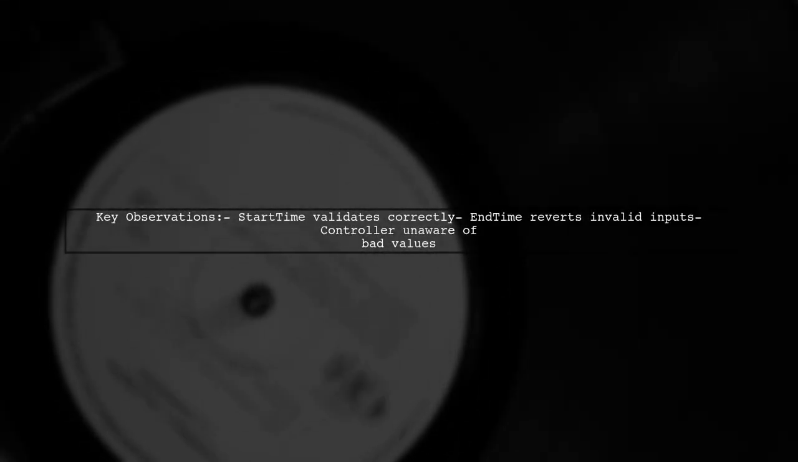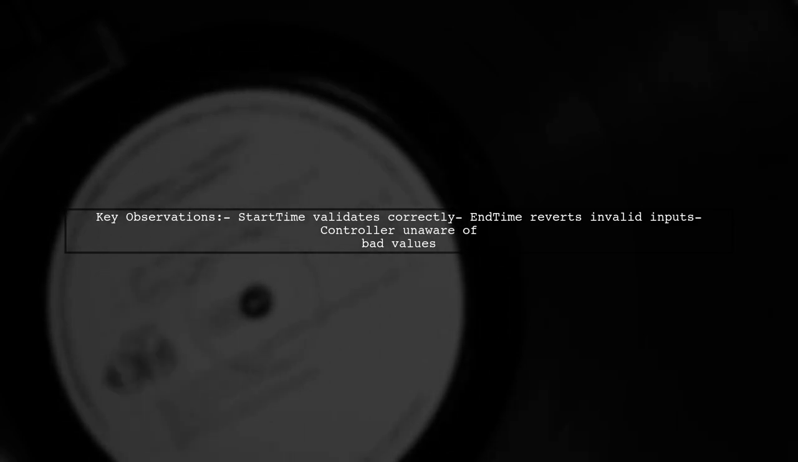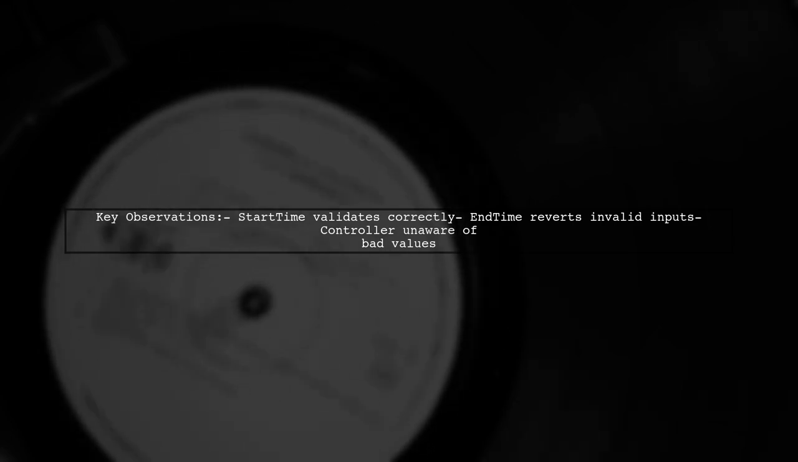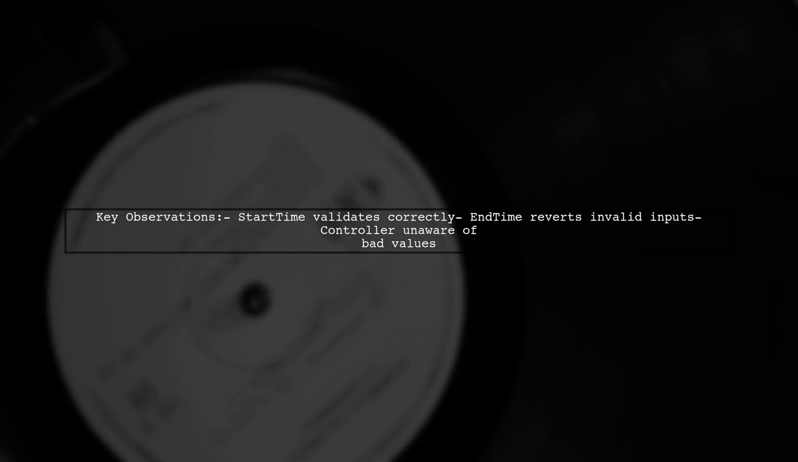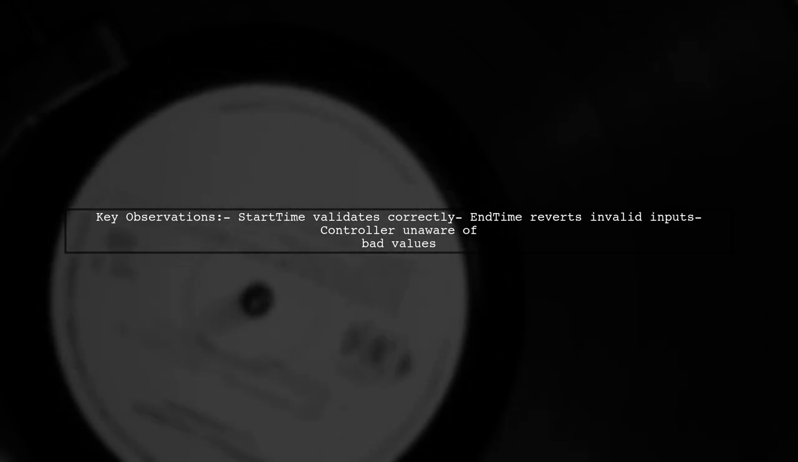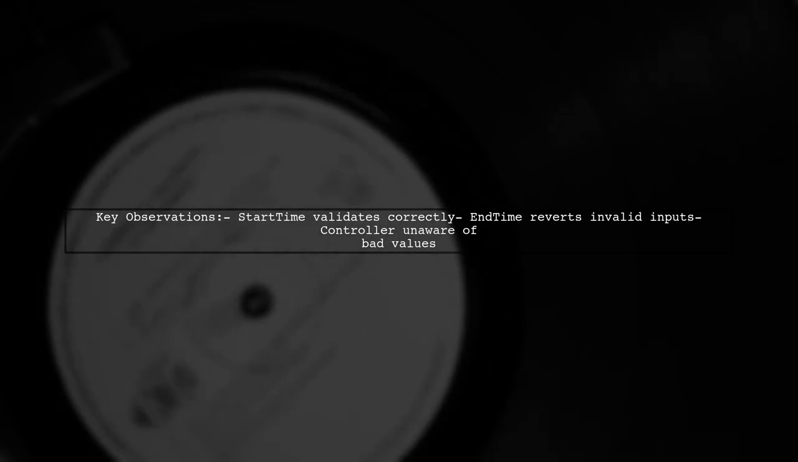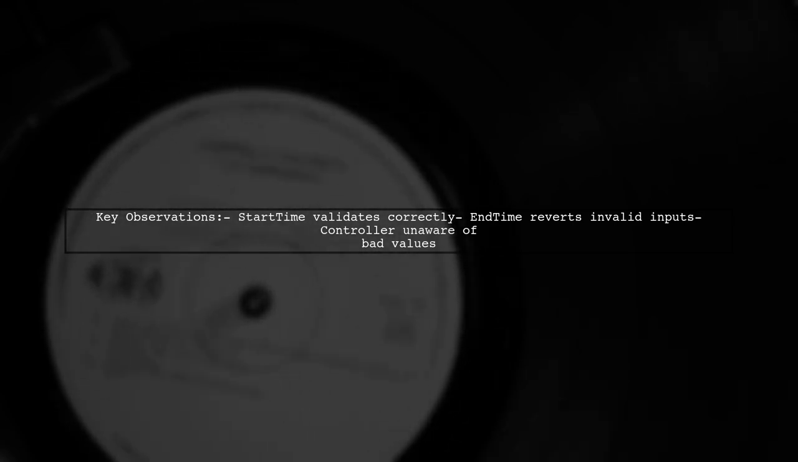To clarify the situation, our viewer has two DateTime fields, start time and end time. While start time validates user input correctly, end time seems to ignore invalid entries, reverting them to the current date and time. This leaves the controller unaware of any bad values, making it impossible to catch errors at that stage.